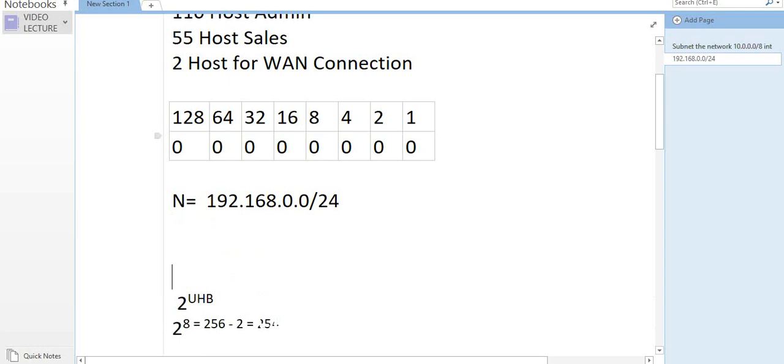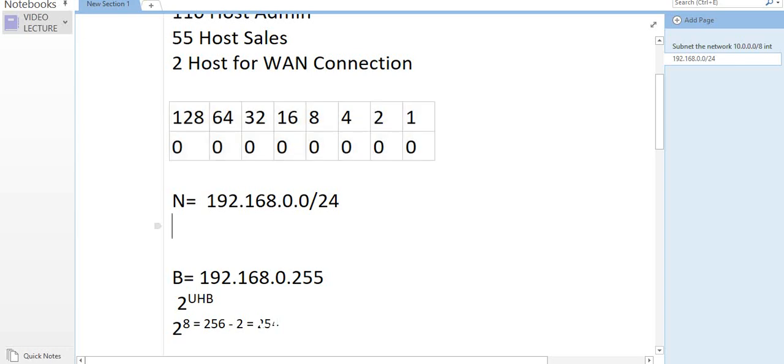So the broadcast address will be the sum of these bits that are usable right here. The sum of the bits usable here is 255, and we add 255 to this 0, just like the same trend that we were using before. So the broadcast address would be 192.168.0.255, simply because the sum of the usable bits is 255. 128 plus 64, 32, 16, 8, 4, 2, 1 altogether is 255.